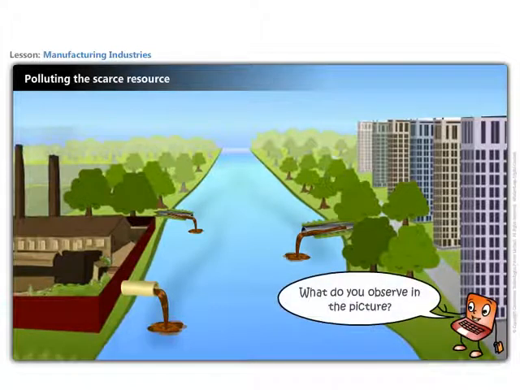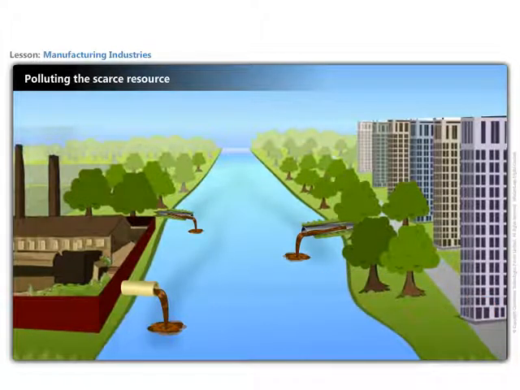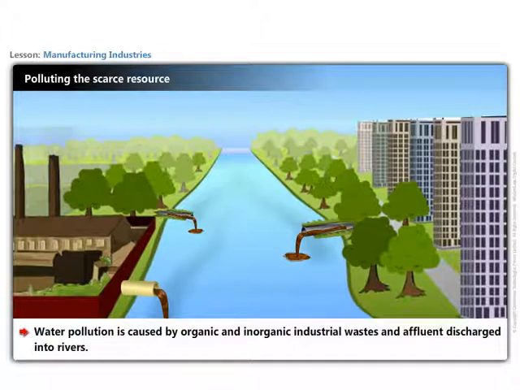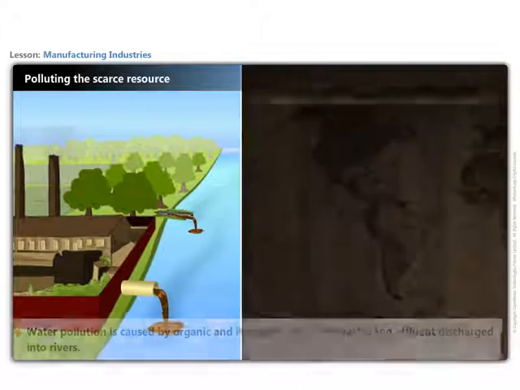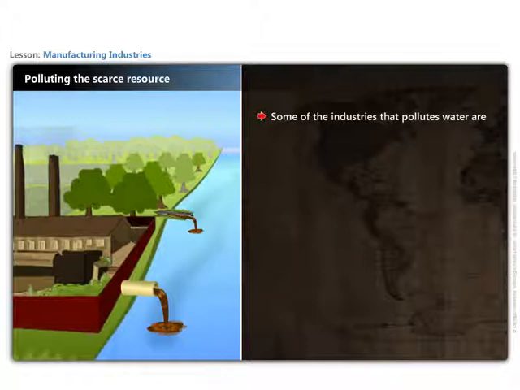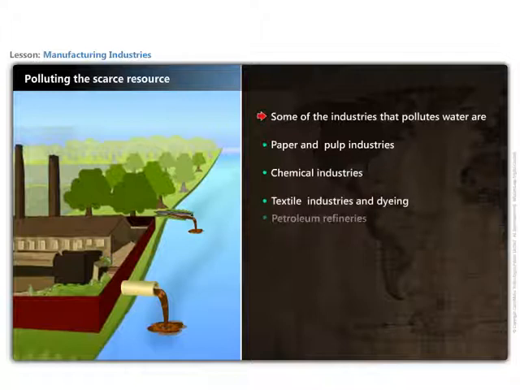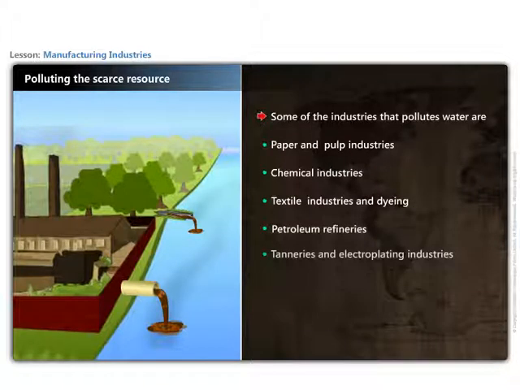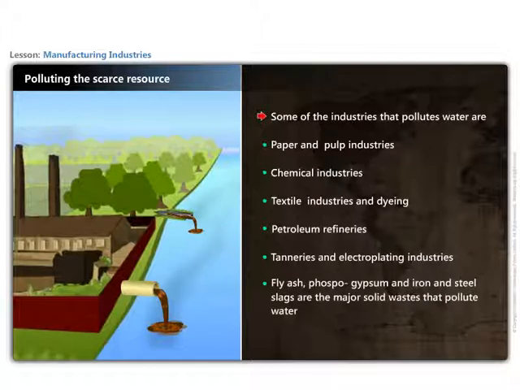What do you observe in the picture? Water pollution is caused by organic and inorganic industrial waste and effluent discharged into rivers. Some of the industries that pollute water are paper and pulp industries, chemical industries, textile industries and dyeing, petroleum refineries, tanneries and electroplating industries. Fly ash, phosphogypsum and iron and steel slags are the major solid wastes that pollute water.